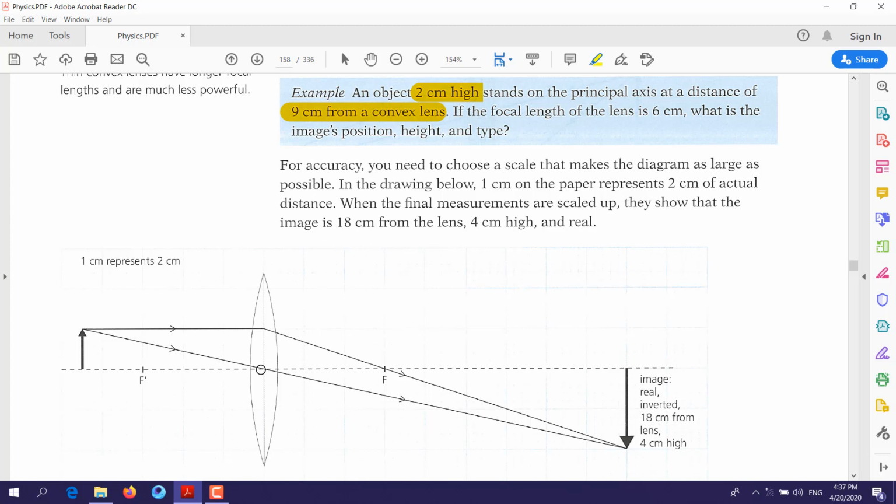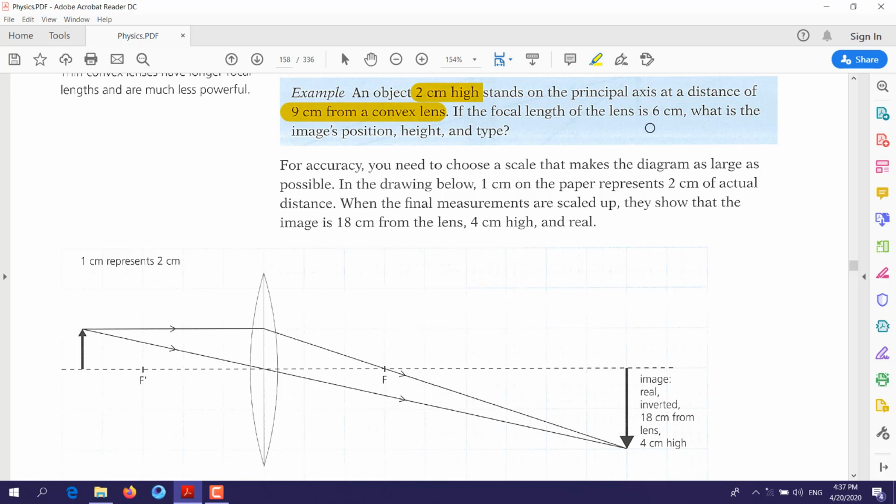If we measure 9 centimeters from the center of the lens in this direction, until it is 9 centimeter, that means here is the object, and the height of it is what? It's 2 centimeter. Now it says the focal length of the lens is 6 centimeters.